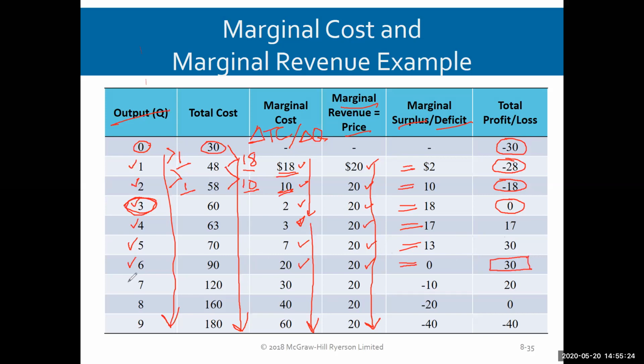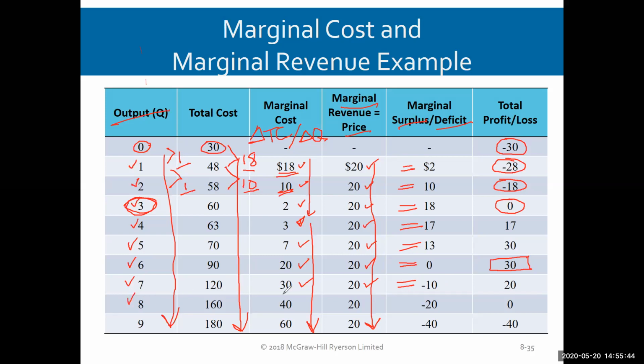Okay, let's keep going. We produce the seventh one. The marginal cost is 30. The marginal revenue is only 20, so now we're back to losing on that seventh unit. So 30 minus the loss in the seventh unit of 10 brings us down to a profit of 20. But let's keep going just for completion's sake.